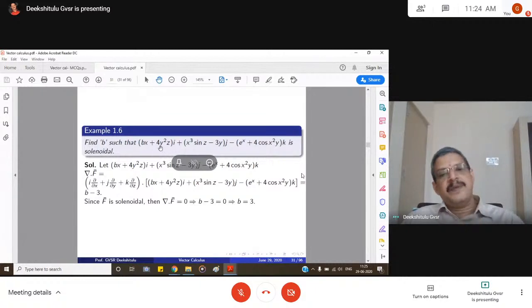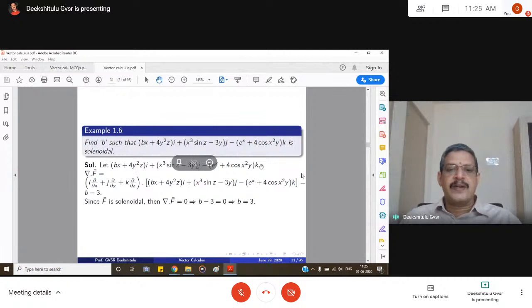Find b such that bx plus 4y square z plus y square z i, x cube sin z minus 3y j, minus e power x plus 4 cos x square y k is solenoidal. Solenoidal means del dot f is 0, then f is called solenoidal. So find del dot f, this is the vector here. Because it is given as solenoidal, del dot f is equal to 0. Find the value of b.